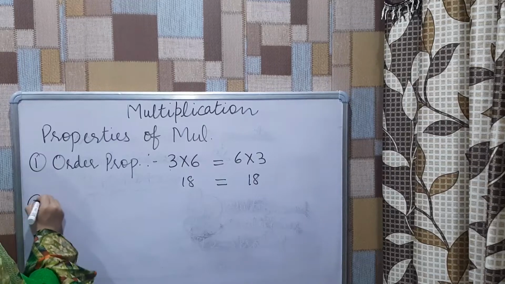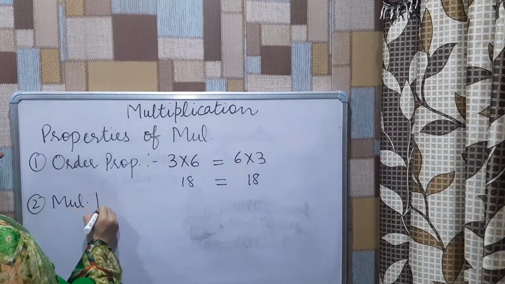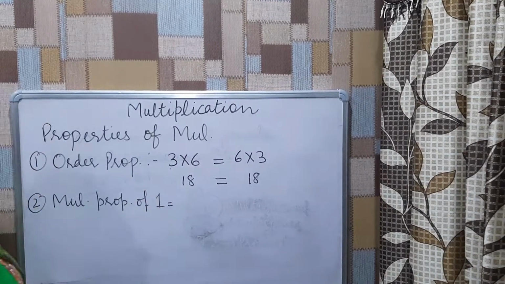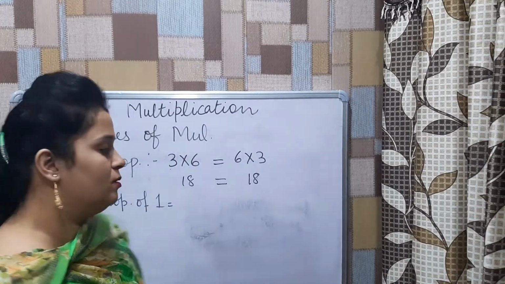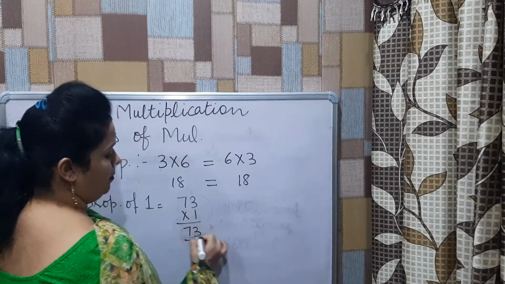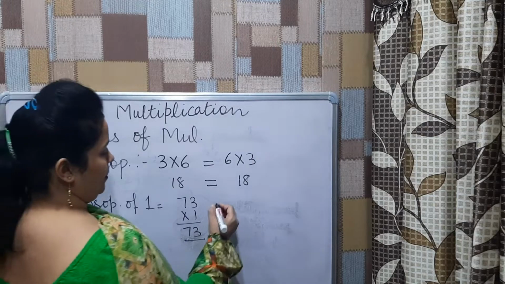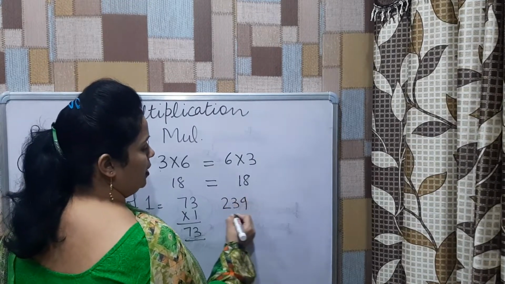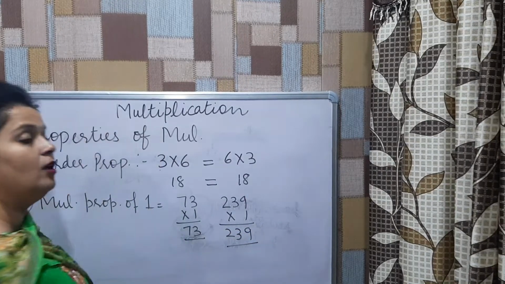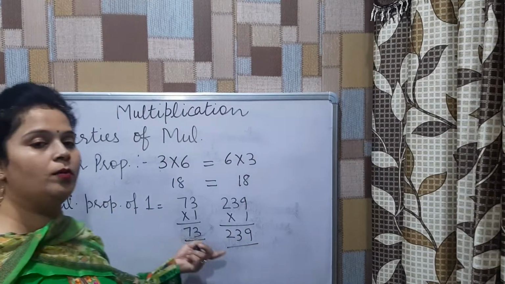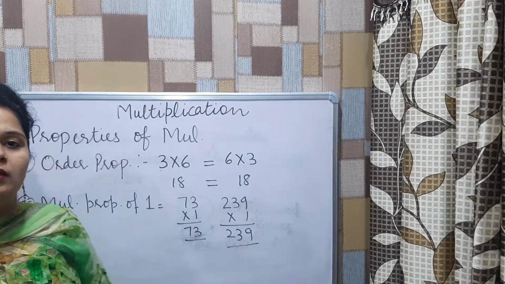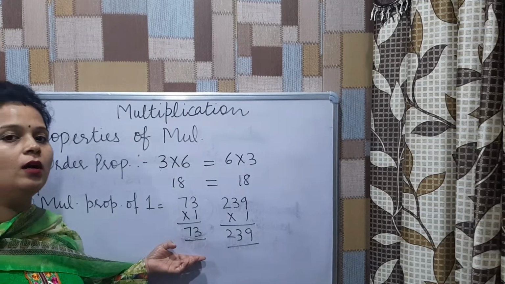Next is the multiplication property of 1. It means when you multiply any number by 1. Suppose I multiply 73 by 1, I will get the same number as my answer. If you multiply 239 by 1, you will get 239 as your answer. So children, what we can conclude from here, when you multiply any number by 1, you will always get the same number as your result.